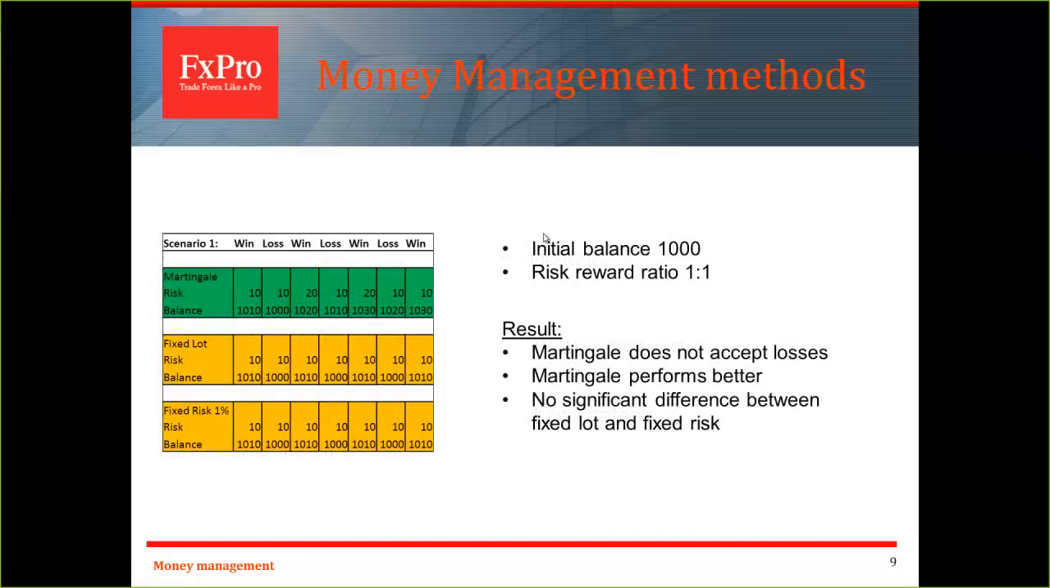So what we get in this case is an example of scenario 1, which is just a random trading strategy. You can see we have an initial balance of 1,000. We have a risk-reward ratio of 1:1, so we either win $10 or we lose $10. Whatever we risk, let's say we risk $10 here, then we either gain 10 or we lose 10. That's just to keep this thing simple.